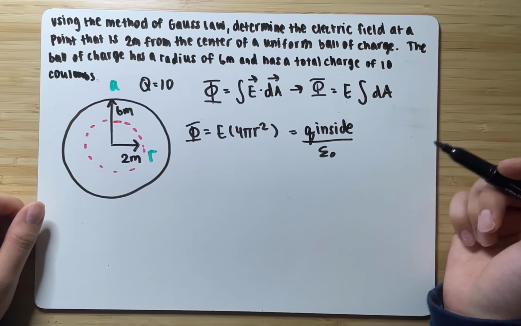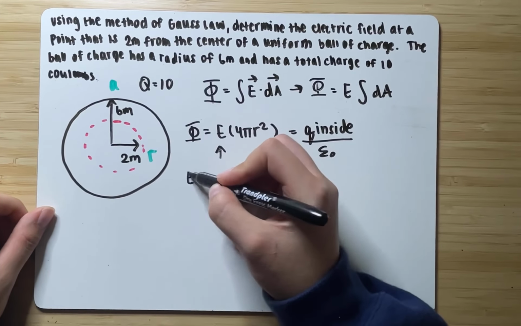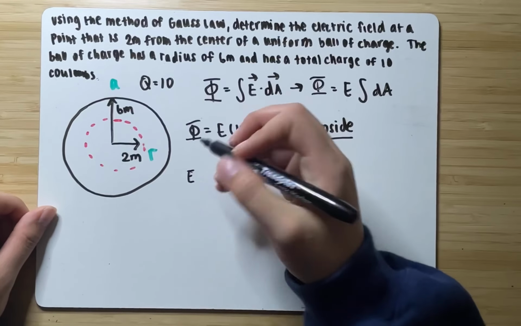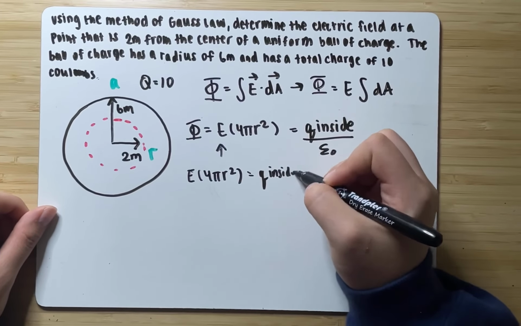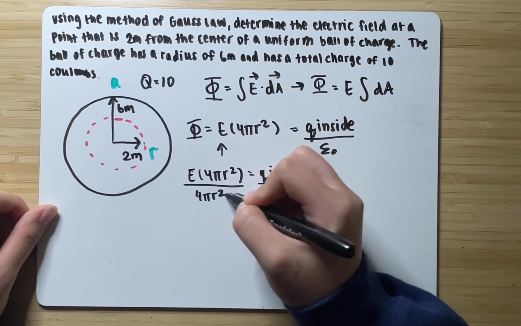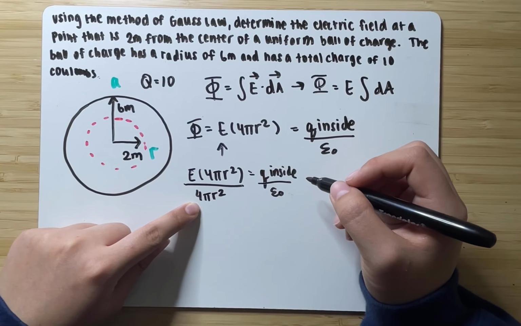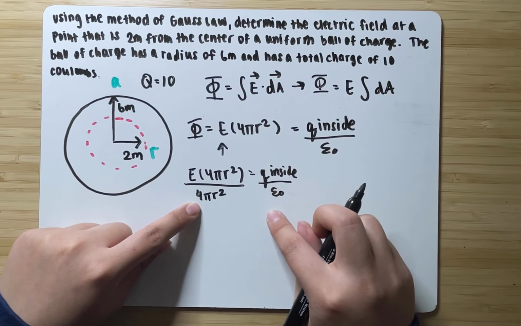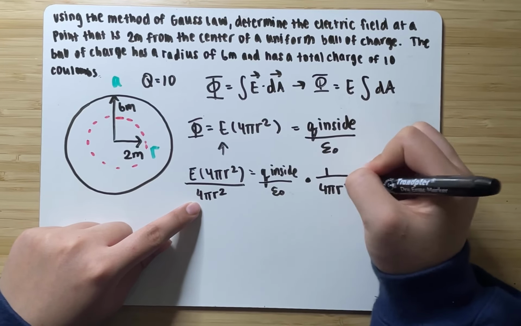Okay, now this problem wants to find the electric field, which means that we need to solve for E. So before I do that, let me just write that this is equal to Q inside over epsilon naught, right? Divide E 4 pi r squared by 4 pi r squared. We want to isolate E because we want to find E. By dividing a fraction, it's the same as multiplying it by the reciprocal. So instead of dividing this whole fraction by 4 pi r squared, we can multiply it by the reciprocal, which is 1 over 4 pi r squared.